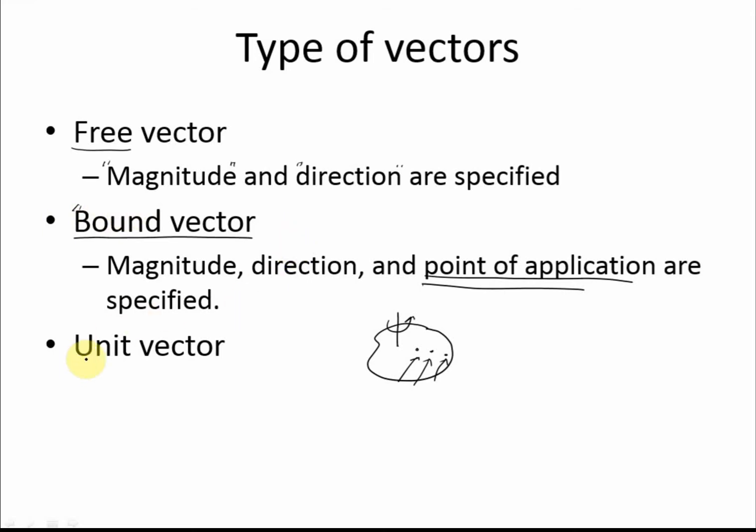And then another vector is a unit vector. The unit vector is like a free vector, but the magnitude is always 1. So the unit vector is a vector that has magnitude one, but the direction can be anywhere.